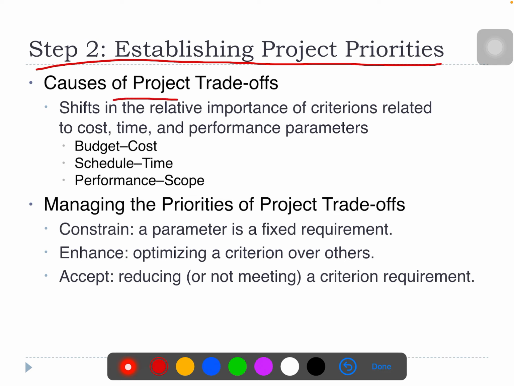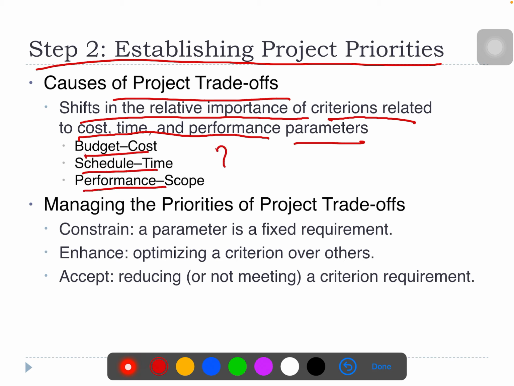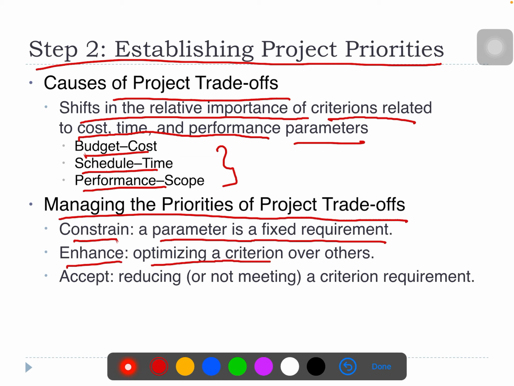Step 2, establishing project priorities. These cause the project trade-offs. It achieves the relative importance of criteria related to cost, time, and performance parameters. The budget, the schedule, and the performance are defined here. In managing the priorities of project trade-offs, a constraint is a parameter of a fixed requirement. It enhances optimizing one criterion over others, and accepts reducing or not meeting another criterion's requirement.